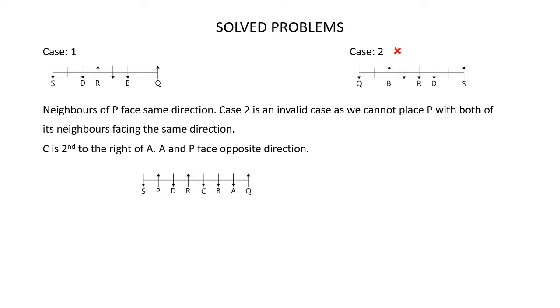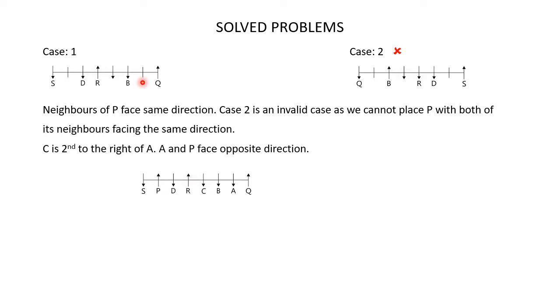Next it's given that C is second to the right of A. So if this is the position of P, then only these two places are left for A. Supposing you place A here, then second to the right of A will be this position, but that is already occupied by D. So C cannot sit here. So this is not the position for A. So obviously this will be the position for A.